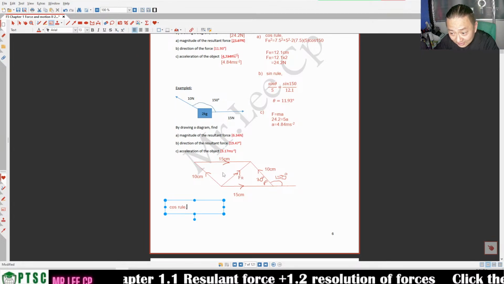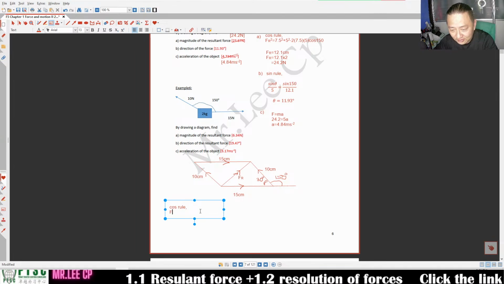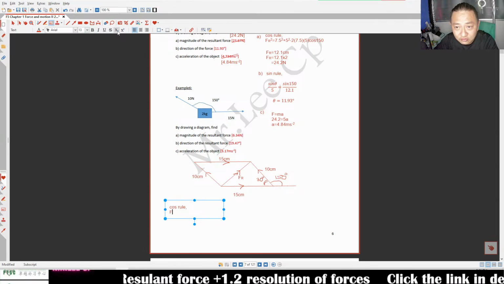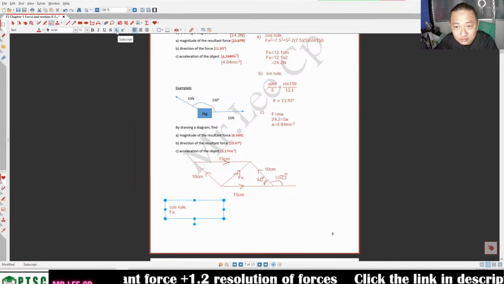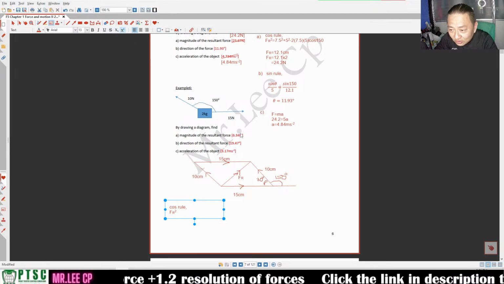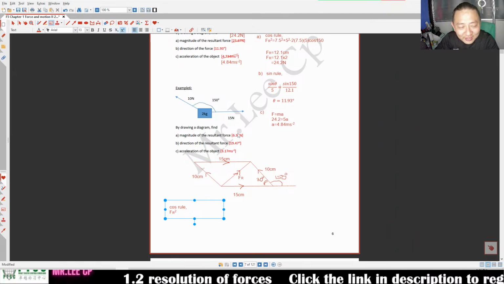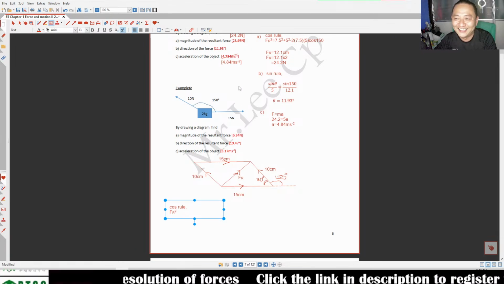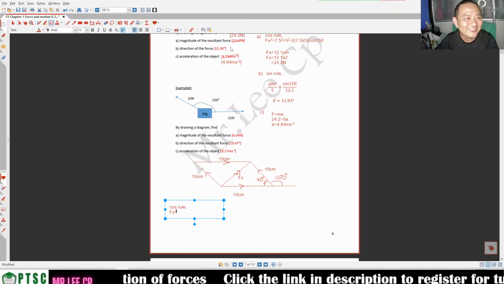Calculate the F arrow for me. F arrow, resultant force. Don't tell me, cikgu, 3.6.34. This answer might be wrong. You see, I purposely did the wrong one for you.